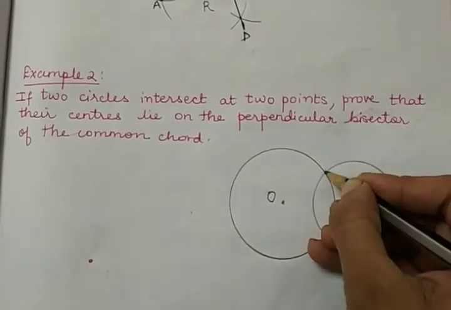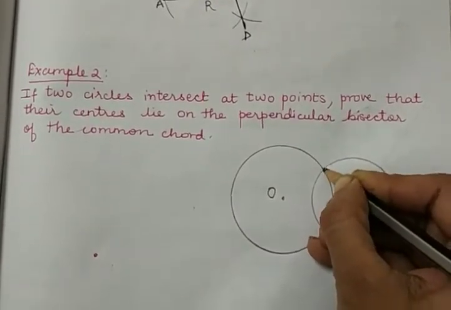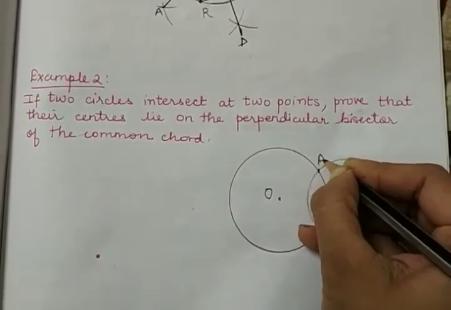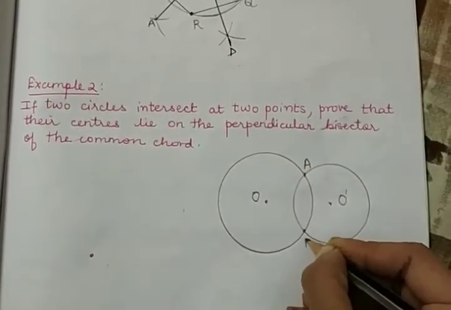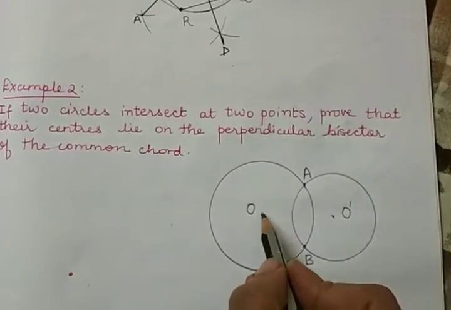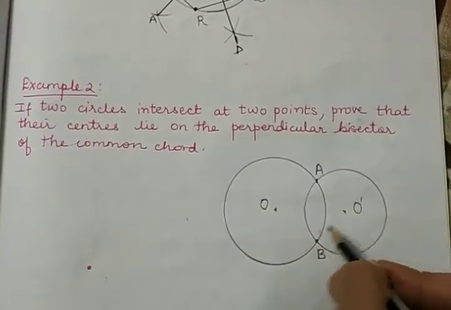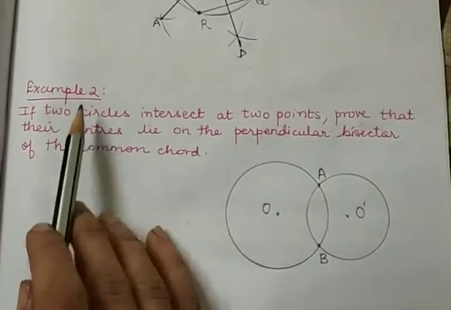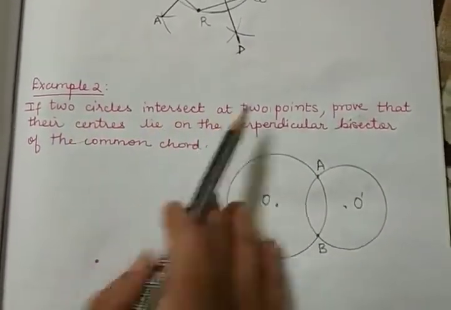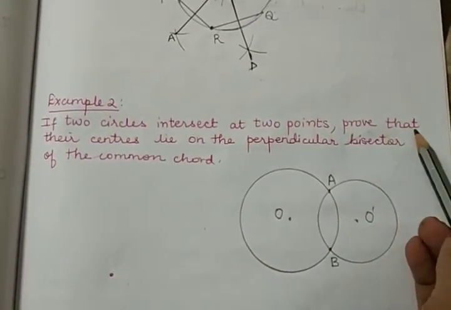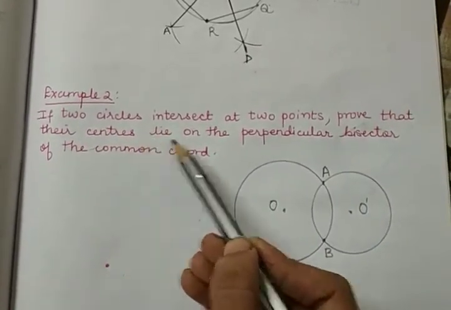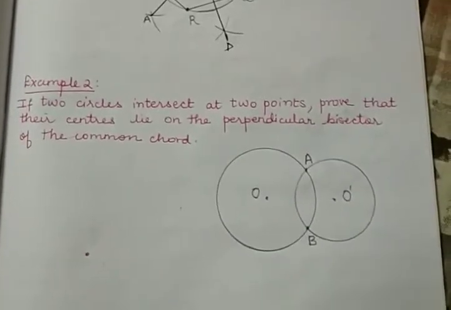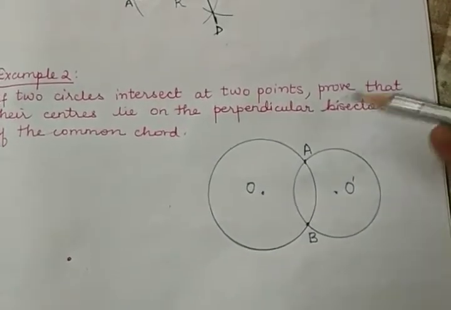So which are the 2 points where the circles are intersecting? This point and this point. So let us name this point as A and this point as B. O is the center of this circle and O dash is the center of this smaller circle. If two circles intersect at 2 points, you have to prove that their centers lie on the perpendicular bisector of the common chord. So now these two circles have a common chord.